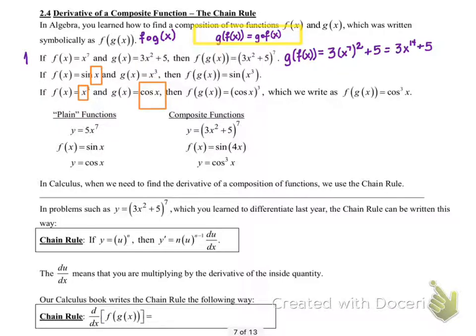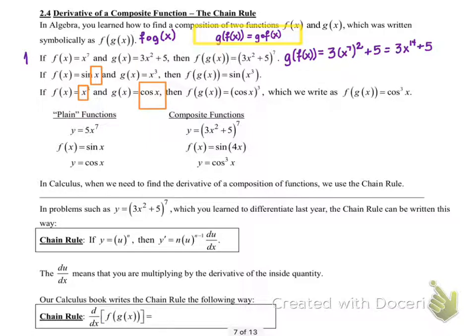Okay, so I don't know what this last year stuff is about. I never noticed that before. The chain rule can be written this way. The chain rule says that if y equals u to the n, then y prime equals n times u to the n minus 1 times du dx.